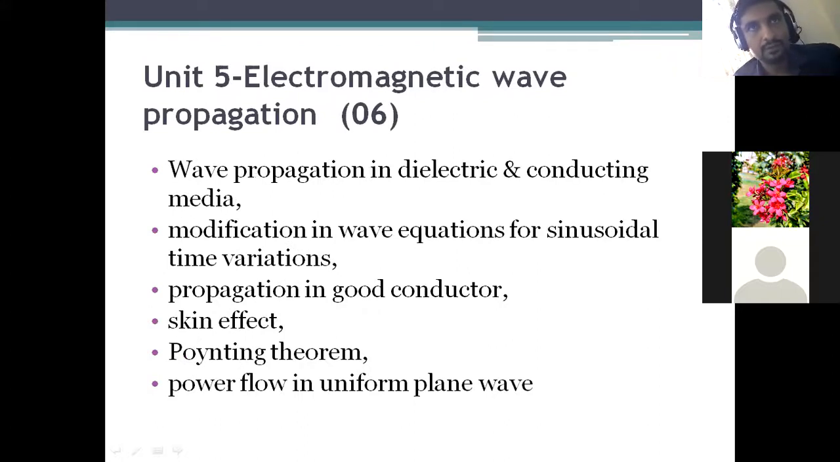And in the fifth unit, we will see how electromagnetic waves are propagated and transmitted through media, right? So wave propagation in dielectric and conducting media is the first point. Then modification in wave equation, then propagation in a good conductor, and skin effect if the wave is transmitted through different media. Skin effect means how the depth of penetration needs to be calculated. Then Poynting theorem, which gives you the total power flow in a uniform plane wave if an electromagnetic wave is being transmitted through the medium.